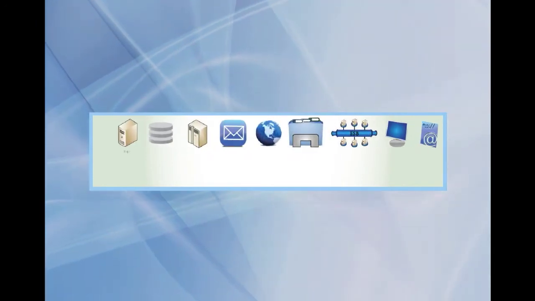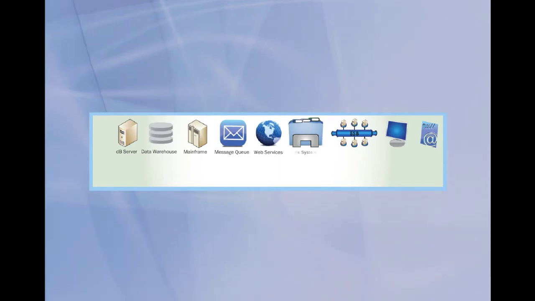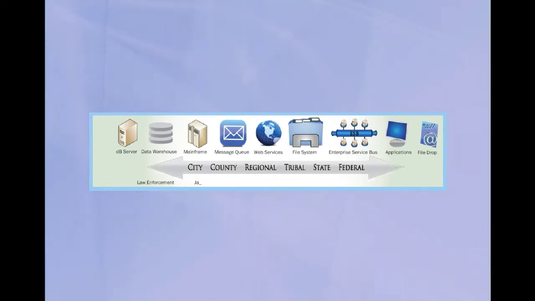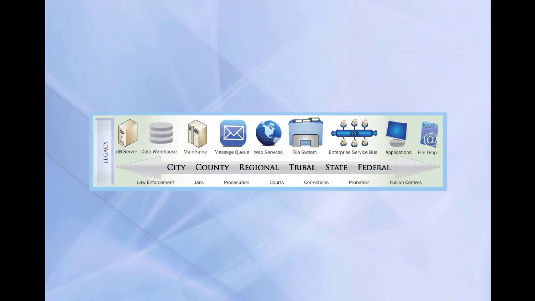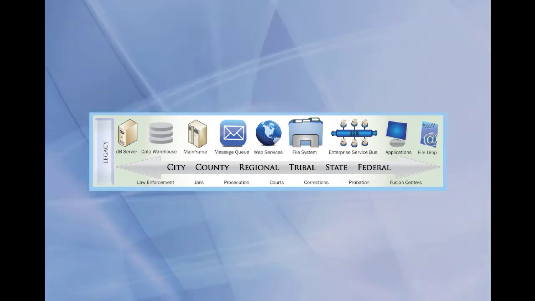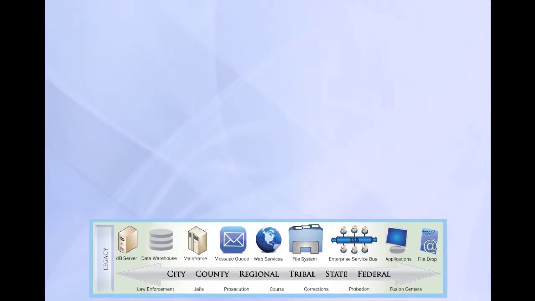The information sharing problem is vast. Many forms of technologies, many forms of formats of existing data, many partners in our enterprise at the city, county, state, and federal levels of government, and some very different lines of business and circles of trust between law enforcement, prosecution, courts, corrections, and intelligence agencies.